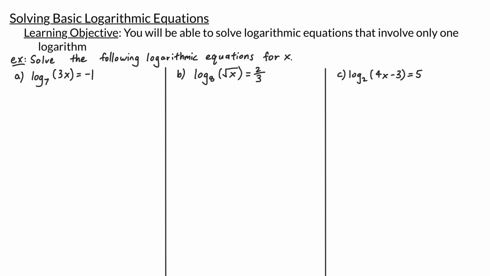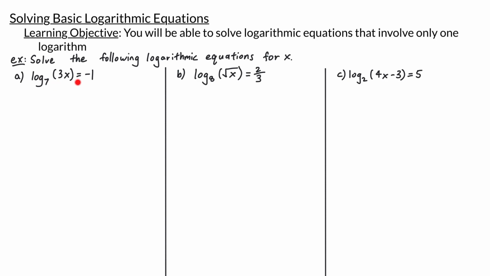In example A, we have the equation log with base 7 of 3x equals -1, and our goal here is to solve for x. We call these equations logarithmic equations because they involve a logarithm and the variable that we're trying to solve for is inside that logarithm. Now, there's two ways we can think about solving this.